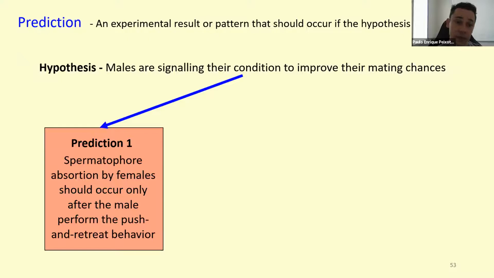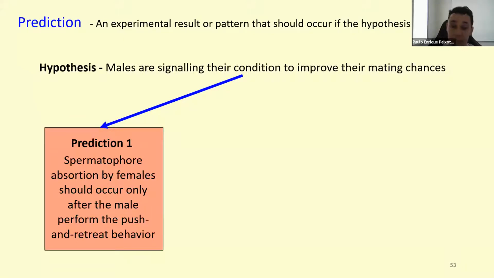So I may state that spermatophore absorption by females should occur only after the male performs the push and retreat movements. So if this hypothesis is true, if the male has to perform the push and retreat movement to signal its condition, I should observe spermatophore absorption only after the male had performed this push and retreat behavior, okay? But this is not the only prediction that I'm able to make about this hypothesis.